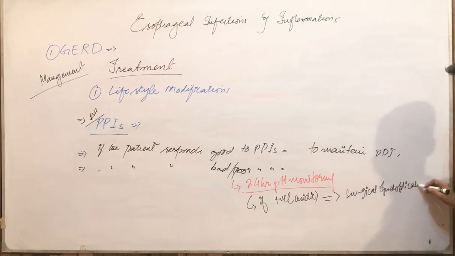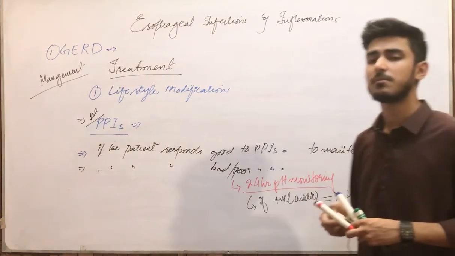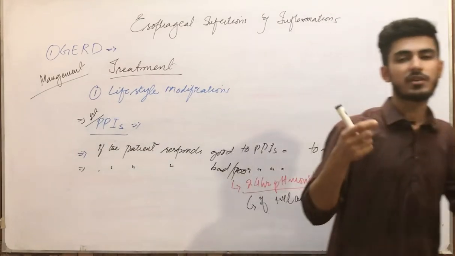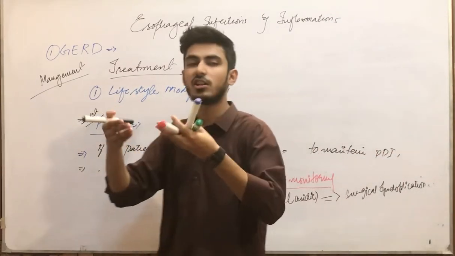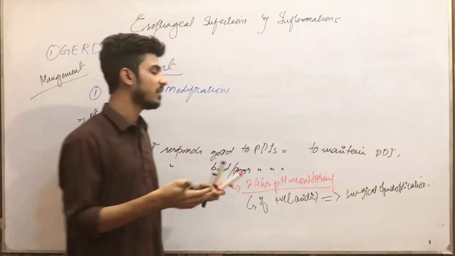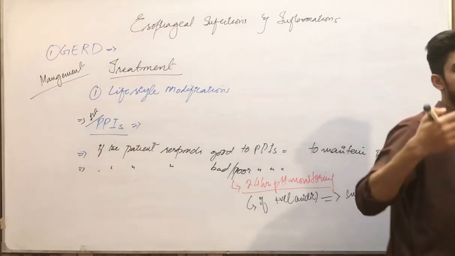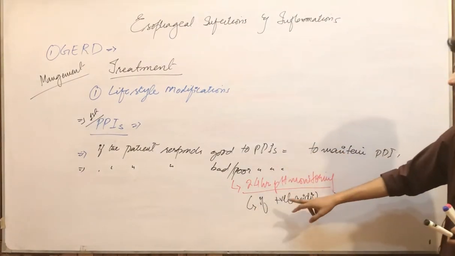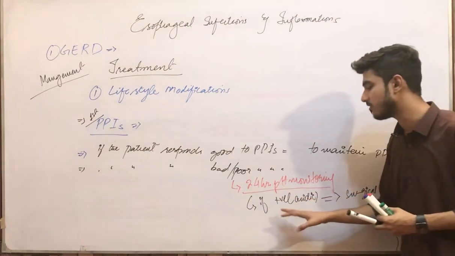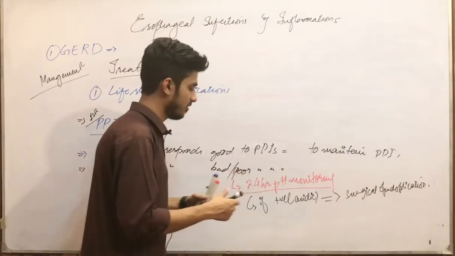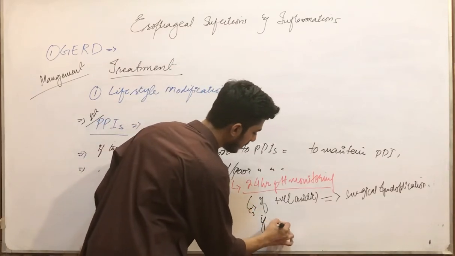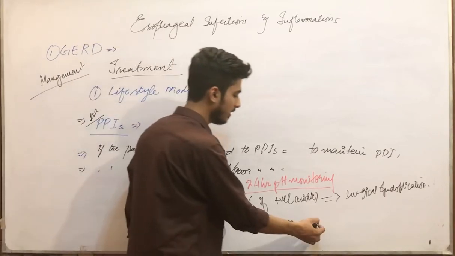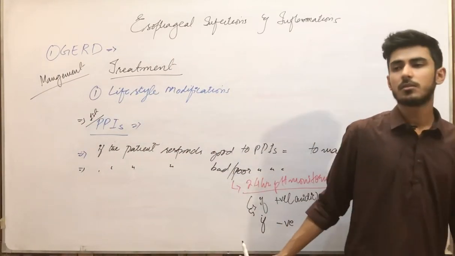fundoplication. Surgical fundoplication we will be studying in surgery also, but I am telling you that in this, the surgeon basically creates a sphincter of the muscle in the lower part of the esophagus, so that the gastric contents cannot reflux backward. This is the surgical fundoplication, and you have to do this when the patient's pH is positive. After 24 hours monitoring, if the pH is positive, it is acidic, you have to do the surgical fundoplication. But if the pH is negative, you have to reconsider the diagnosis. Clear? Now this is your pH monitoring.